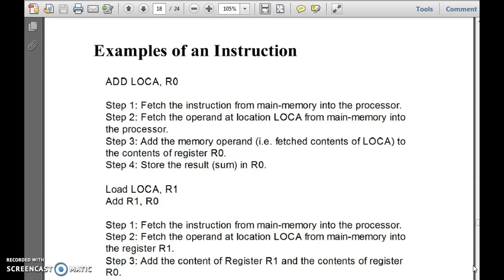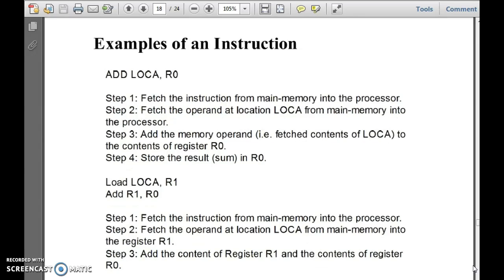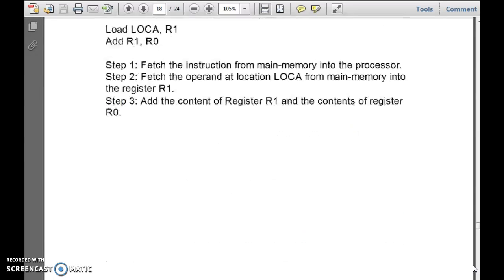Now let us see an example of instructions. Add location A: the memory location A value will be fetched and then added up in R0. Similarly, the memory location A will be loaded and moved to a register. In the second example, it will be moved to register R1, and finally R1 will be added with R0 and the value will be stored in R0. These two are examples of two address instructions.